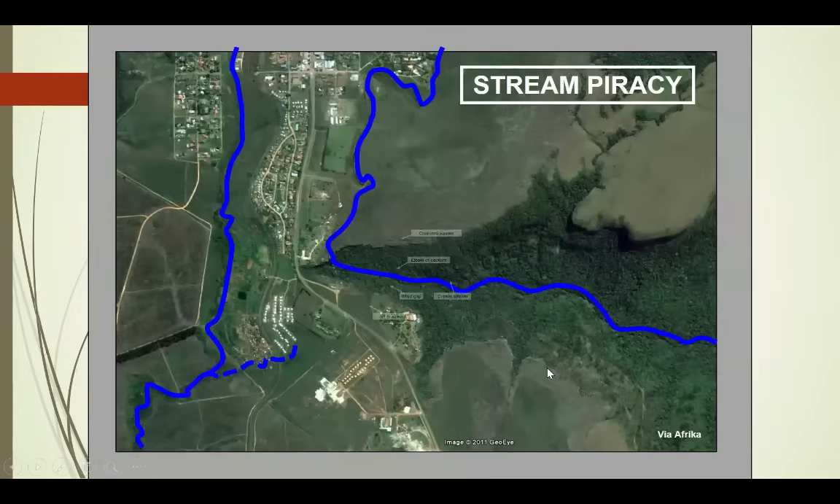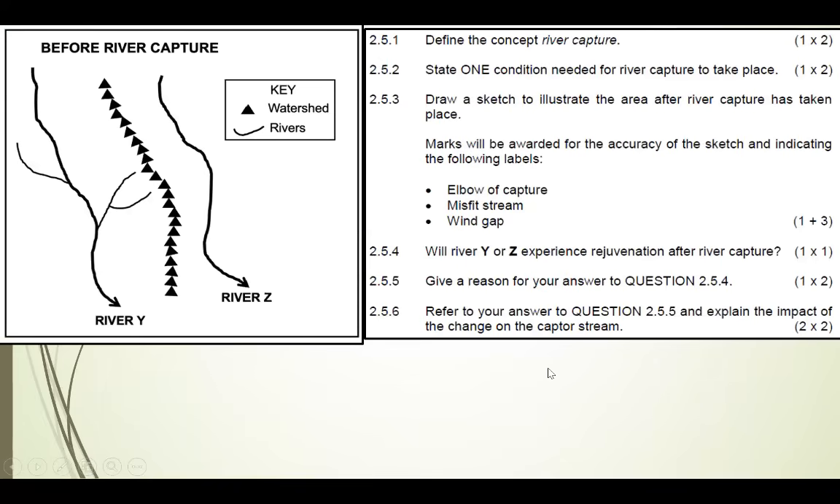Okay, that's another example of river capture. Now, here are the activities that you need to do. Define the concept river capture. It is when an energetic stream diverts the headwaters of a less energetic stream. State one condition needed for river capture to take place.